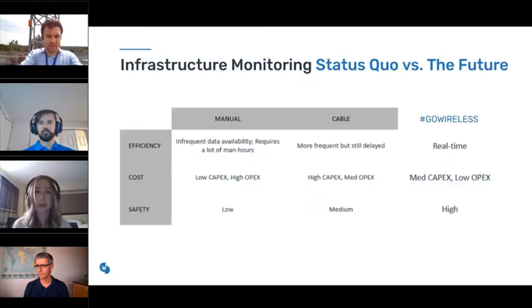So looking at infrastructure monitoring, I wanted to compare the status quo with the future and where we're all moving. We all are familiar with manual monitoring. The efficiency isn't great. You have infrequent data availability. It requires a lot of man hours.